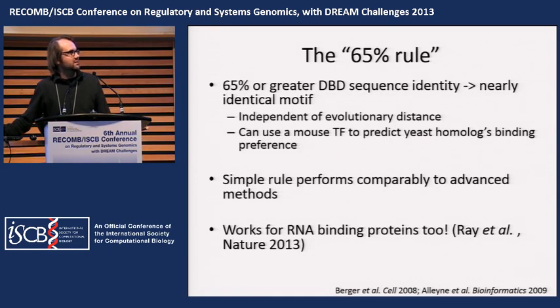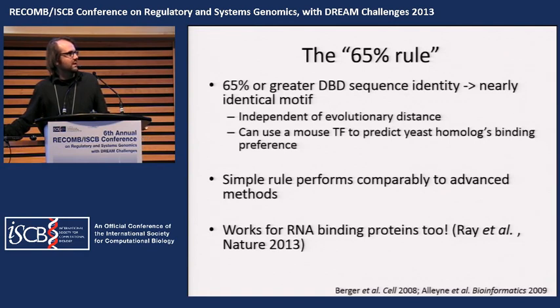And there's some really interesting aspects of this. For example, it has nothing to do with evolutionary distance. There are plenty of examples of yeast and mouse homologs with identical motifs they recognize, just because there's been strong enough constraint on the binding domain that it hasn't changed over time. This paper down here, Elaine et al.